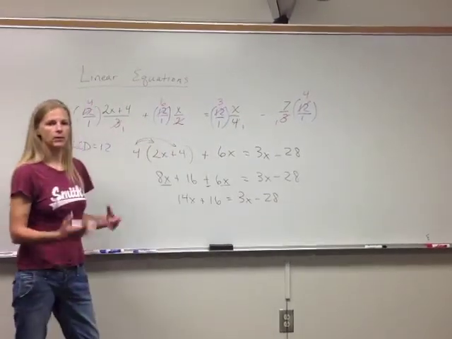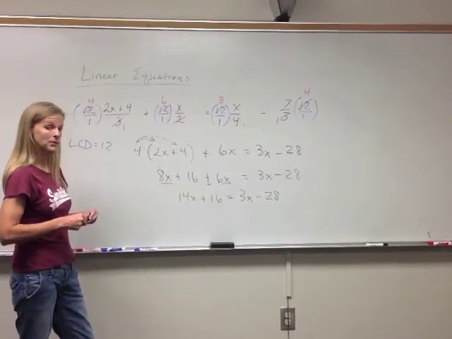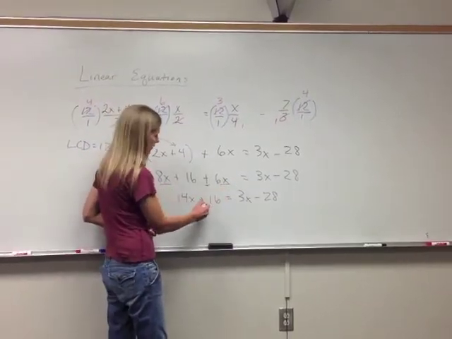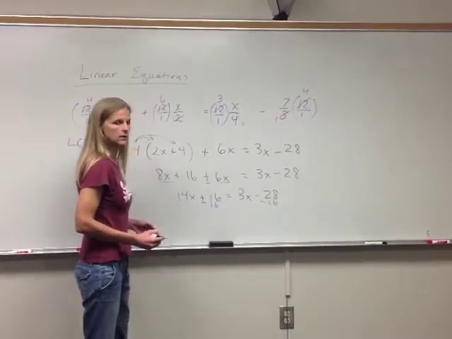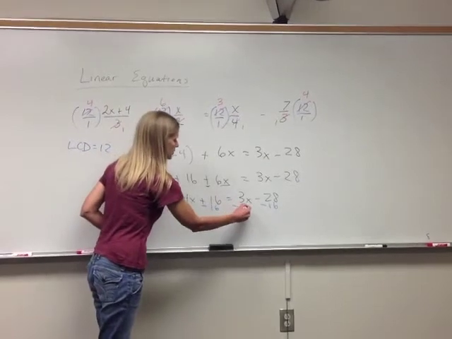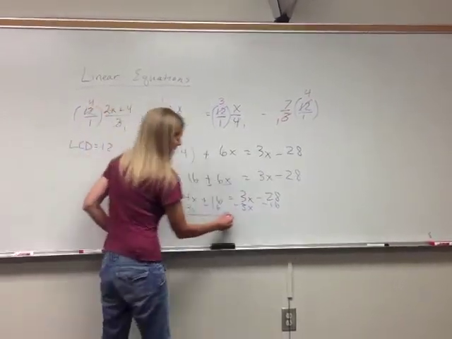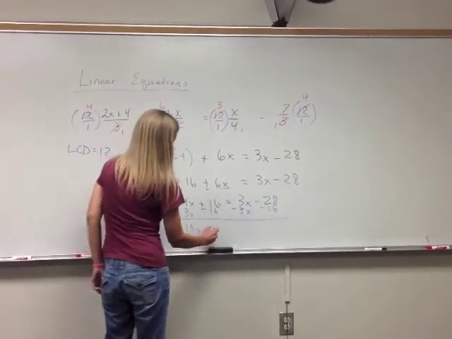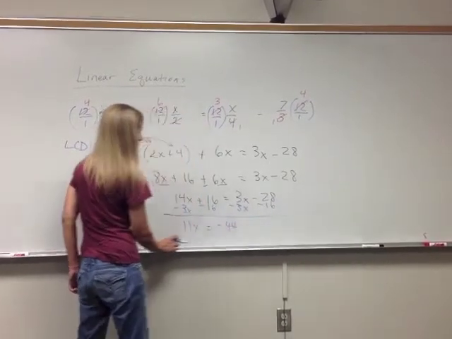All right. Now I want to start moving stuff across the equal sign. The way I do this is by opposite operation. So if I want to move this 16 over, I need to subtract 16 from both sides. If I want to move this 3x over here, I need to subtract 3x's from both sides. All right, and what we get is 11x equals negative 44.